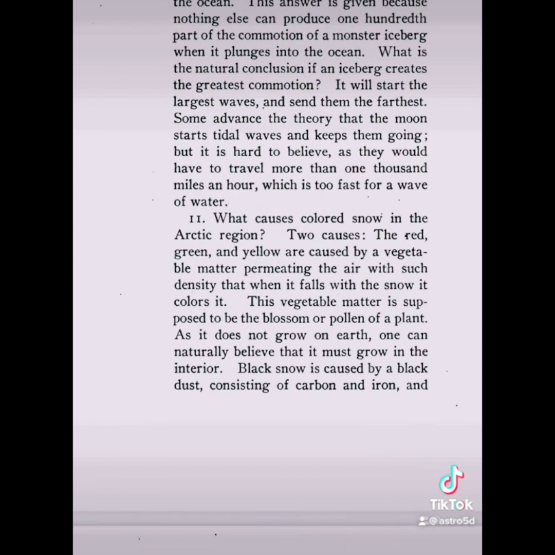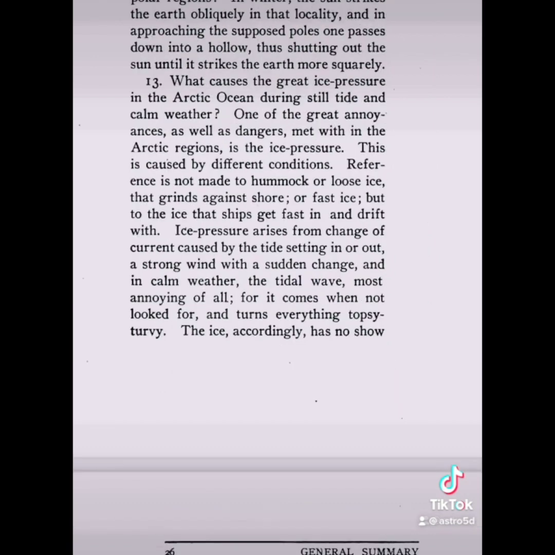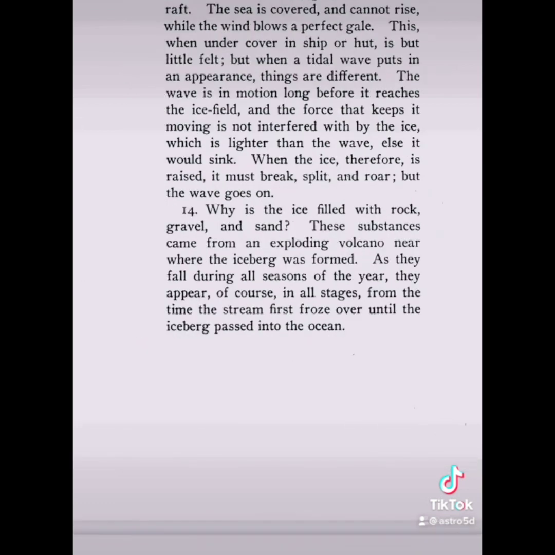Pause to read these. Some advance the theory that the moon starts tidal waves and keeps them going, but it is hard to believe, as they would have to travel more than 1,000 miles an hour, which is too fast for a wave of water. Why are the nights so long in polar regions? Pause to read the rest. And to finish with this book, pause to read these.